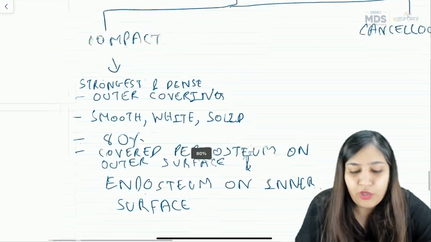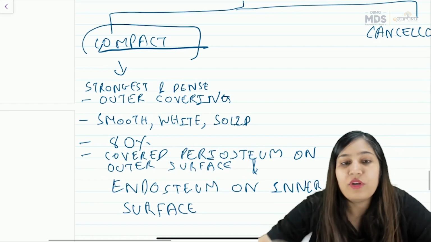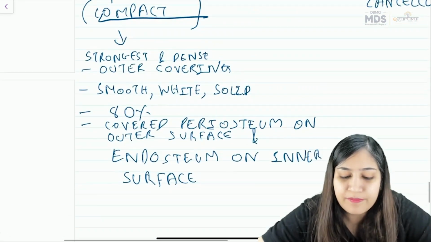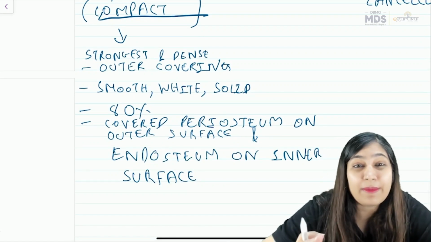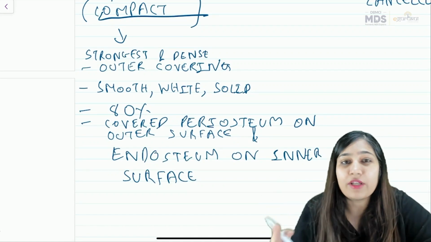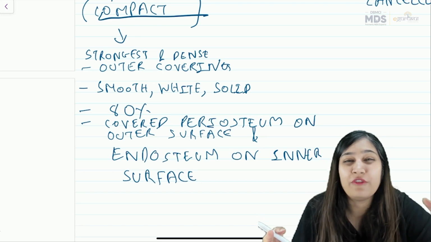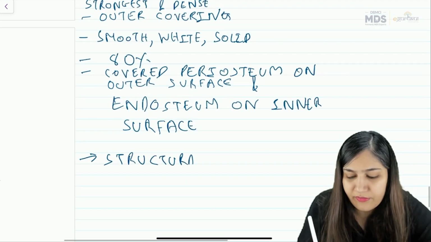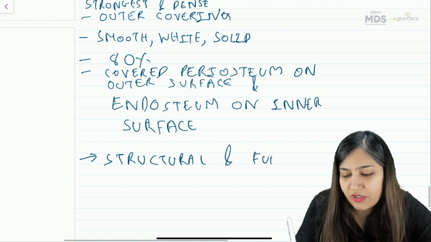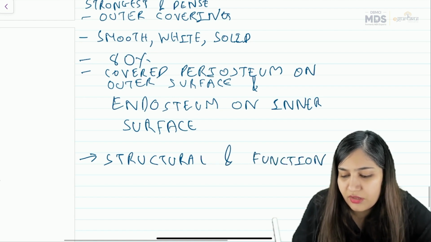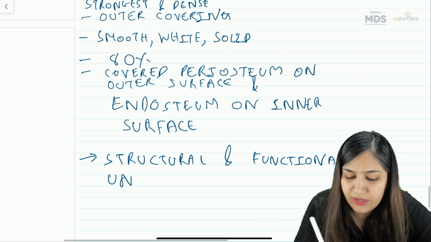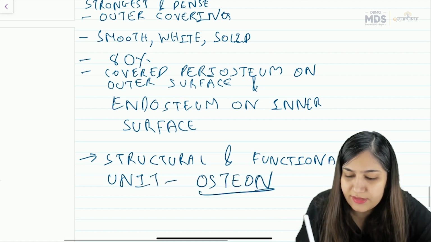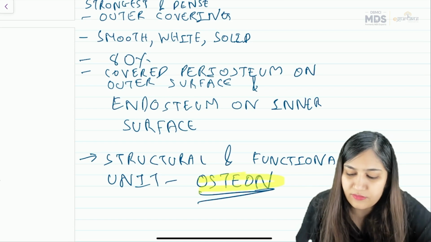Now coming to the important part: the compact bone is strong and dense. It has its structural and functional unit, same as we have the structural and functional unit of enamel, that was enamel rod. Here, the structural and functional unit of compact bone will be osteon.